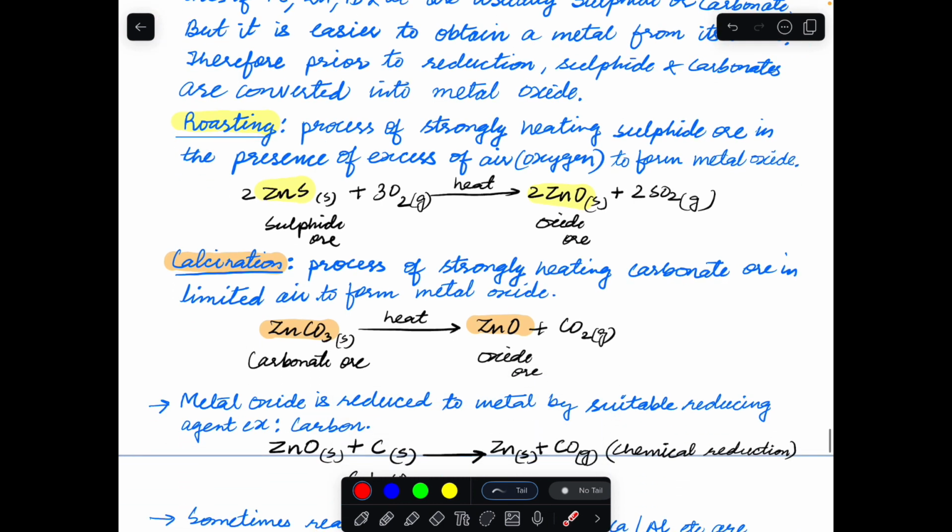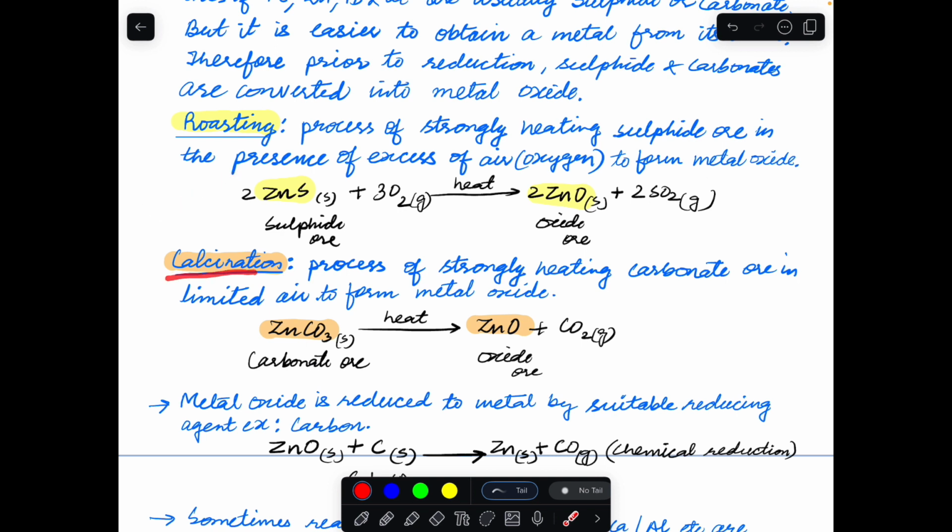We do this by two processes, roasting and calcination. You should be very clear about the difference between roasting and calcination. In your exam, they can ask the difference between the two. Roasting is the process of strongly heating sulfide ore in the presence of excess air. Basically, when we heat any compound in excess of air or oxygen, we call it roasting. This process converts sulfide ore into metal oxide, like we have shown in this example.